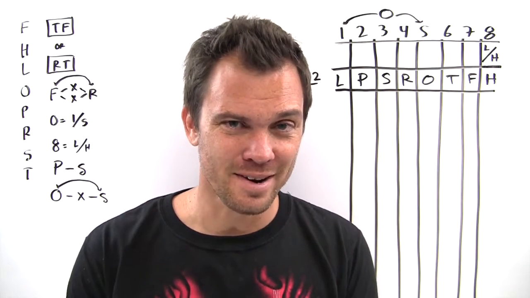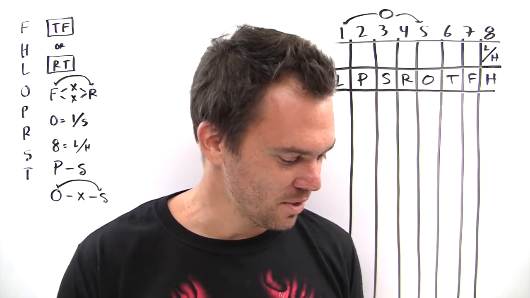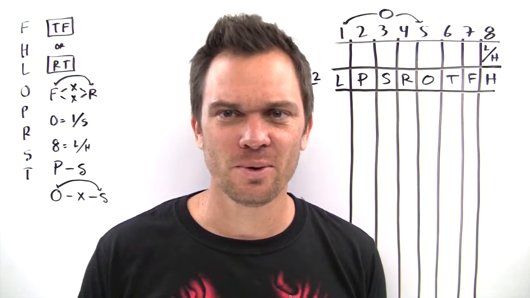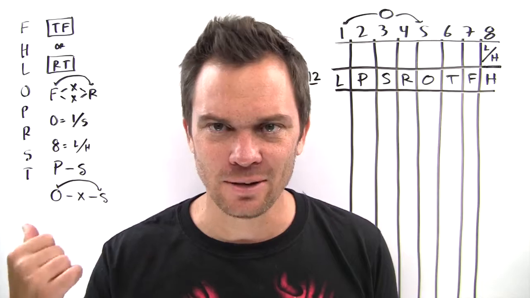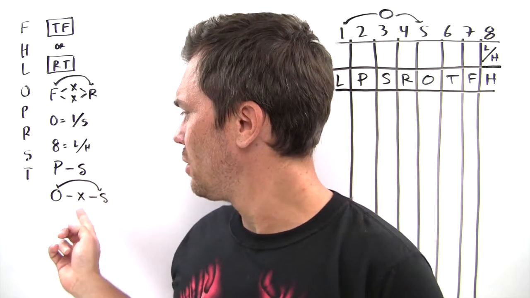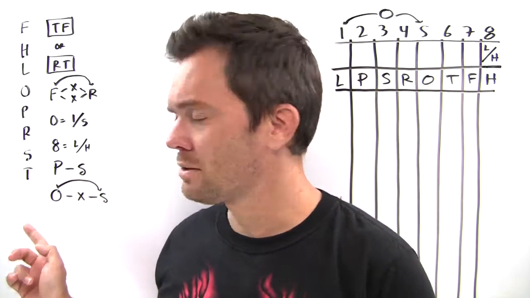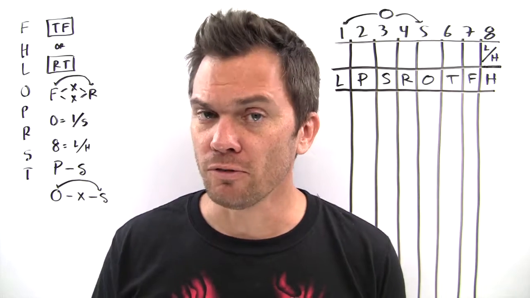A lot better than that last one, right? Just putting these things in order. The rules are pretty straightforward. The little handles tell me that you've got at least something between O and S, whether or not O is before S.